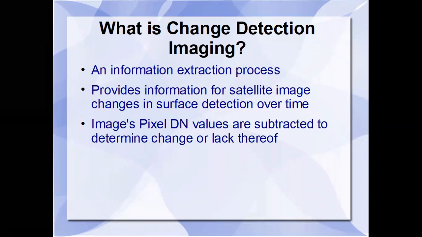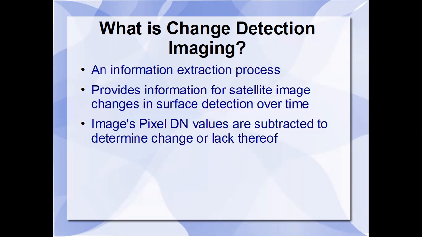So what is change detection imaging? It is an information extraction process which utilizes the decision-making capabilities of a computer to recognize and classify pixels on the basis of their digital coding. This is straight from the textbook, chapter 9, page 2.